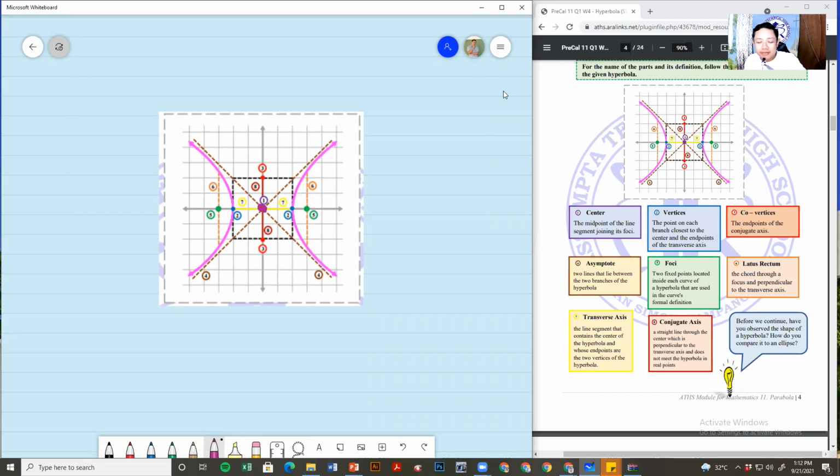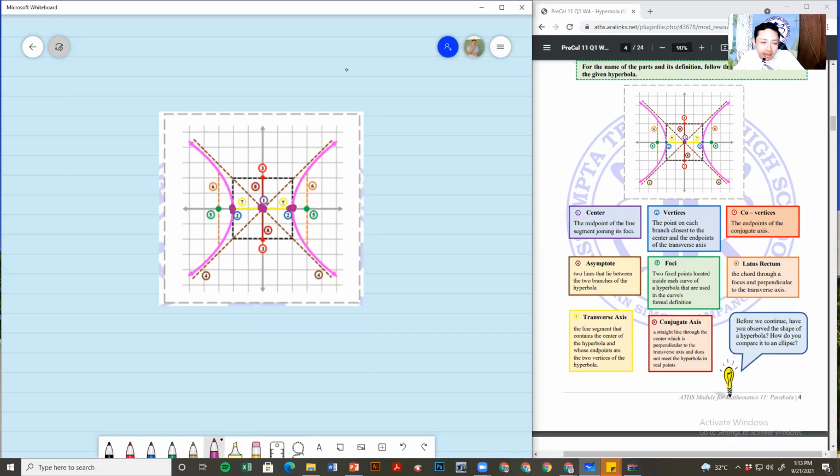Next, we also have the vertices. If you can remember, the parabola has its vertex. It's either the maximum point or the minimum point. But still, this is considered a vertex. And in our video a while ago, we made mention that it's like a parabola. However, there are two parabolas facing oppositely. So we have these 2 points here and there, and those are considered your vertices.